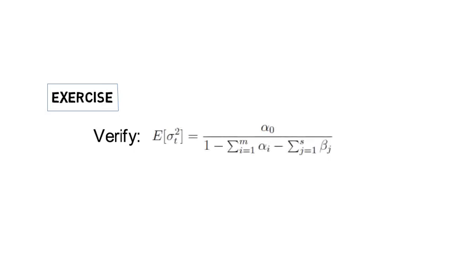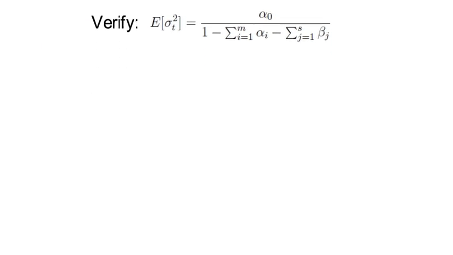As an exercise, I would invite you to verify that the unconditional variance of a GARCH MS process looks as follows. For that verification, you have to use the stationarity result that we've used quite often when determining unconditional moments for the arch processes, especially for the arch 1. That's what we have shown in the previous video.